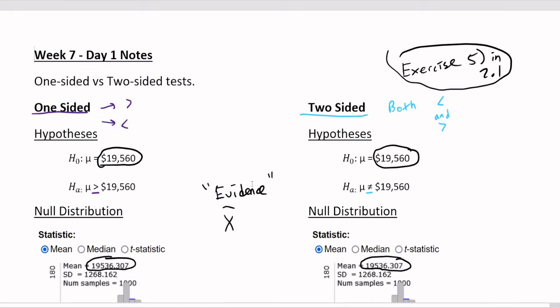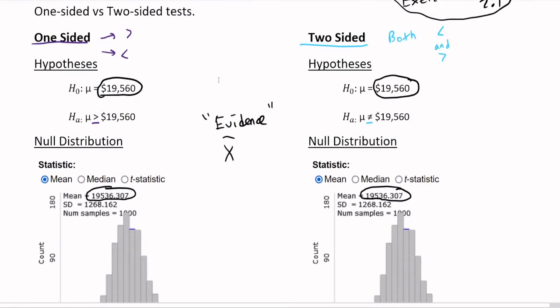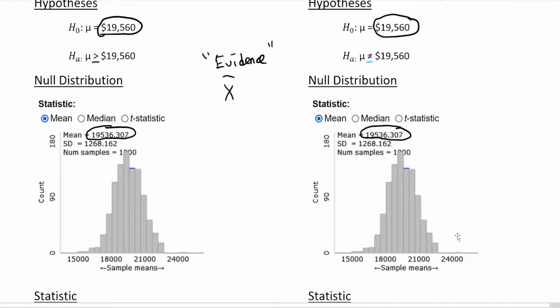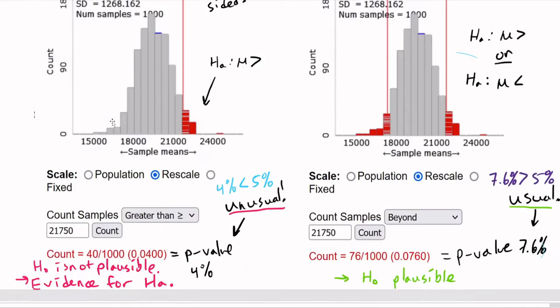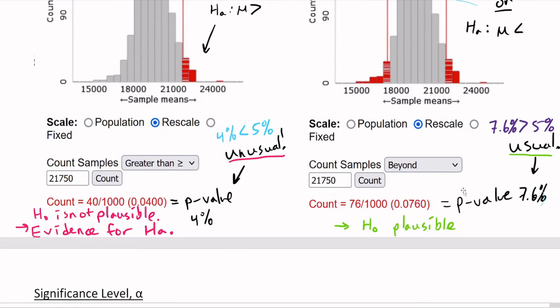What do you want to come away with here? One-sided, two-sided. Setups are super similar, but in a two-sided test, the same evidence gets split between less than and greater than. And so it's going to ultimately be weaker. The one-sided will be stronger, and you'll notice that means a smaller p-value between the two. Smaller p-value for one-sided, bigger p-value for two-sided.